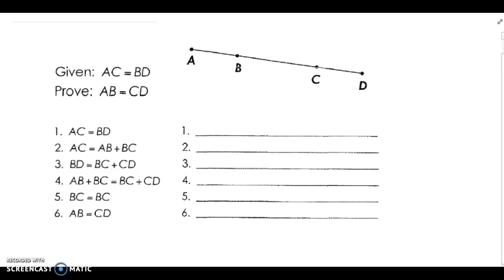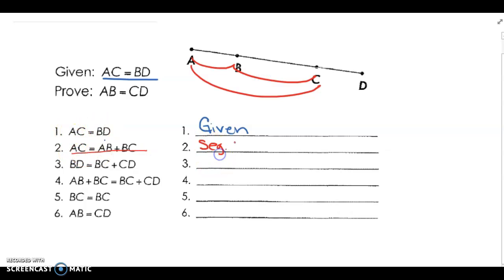All right, guys, let's do another example. All right, so we're given that AC equals BD, so given. Okay, now if I look at this, I'm given that AC equals AB plus BC. Guys, that's just the segment addition postulate. Okay, then I'm given that BD equals BC plus CD. That is also the segment addition postulate.